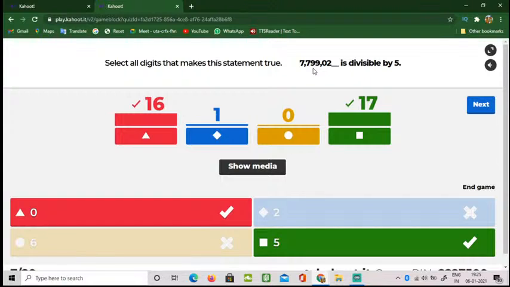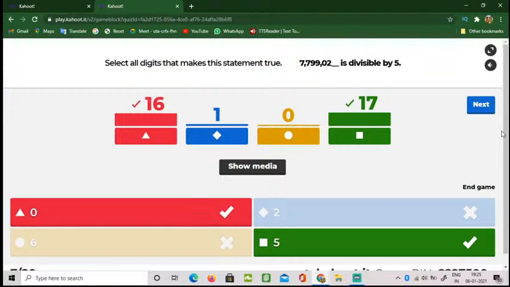Good job, everybody. So the explanation is, as we read in the divisibility rule, the number should end with a 0 or 5 if it has to be divisible by 5. So here it's a direct question and you have the options 0 and 5 here. So that's the correct answer.